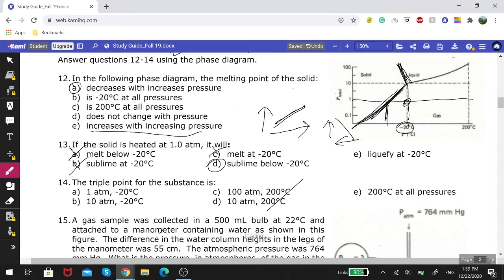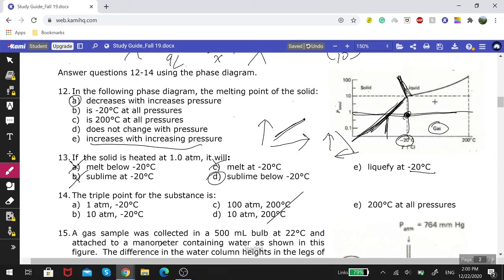So our answer is D. Let's check the final answer, E. Negative 20 degrees will liquefy? At negative 20 degrees, it is in gas form, because at this point, negative 20 degrees, it is within the gas category. So our answer is D.